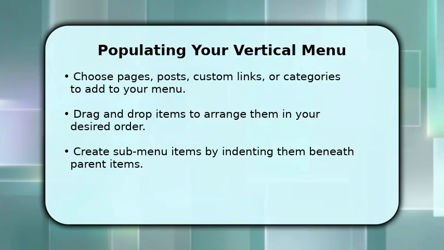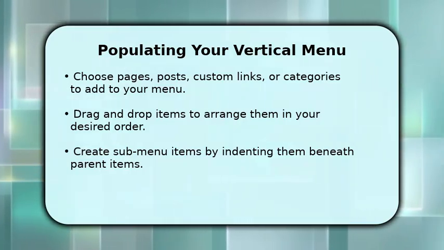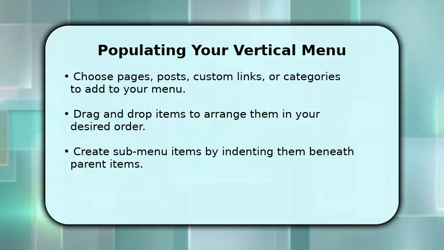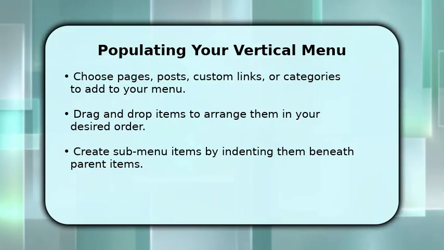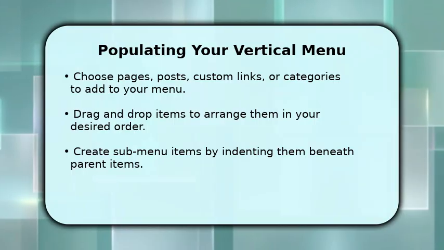Now that you have a menu created, it's time to add content. On the left, you'll see options to add pages, posts, custom links, or categories. Simply check the boxes next to the items you want and click Add to Menu. To organize, drag and drop items into your preferred sequence.